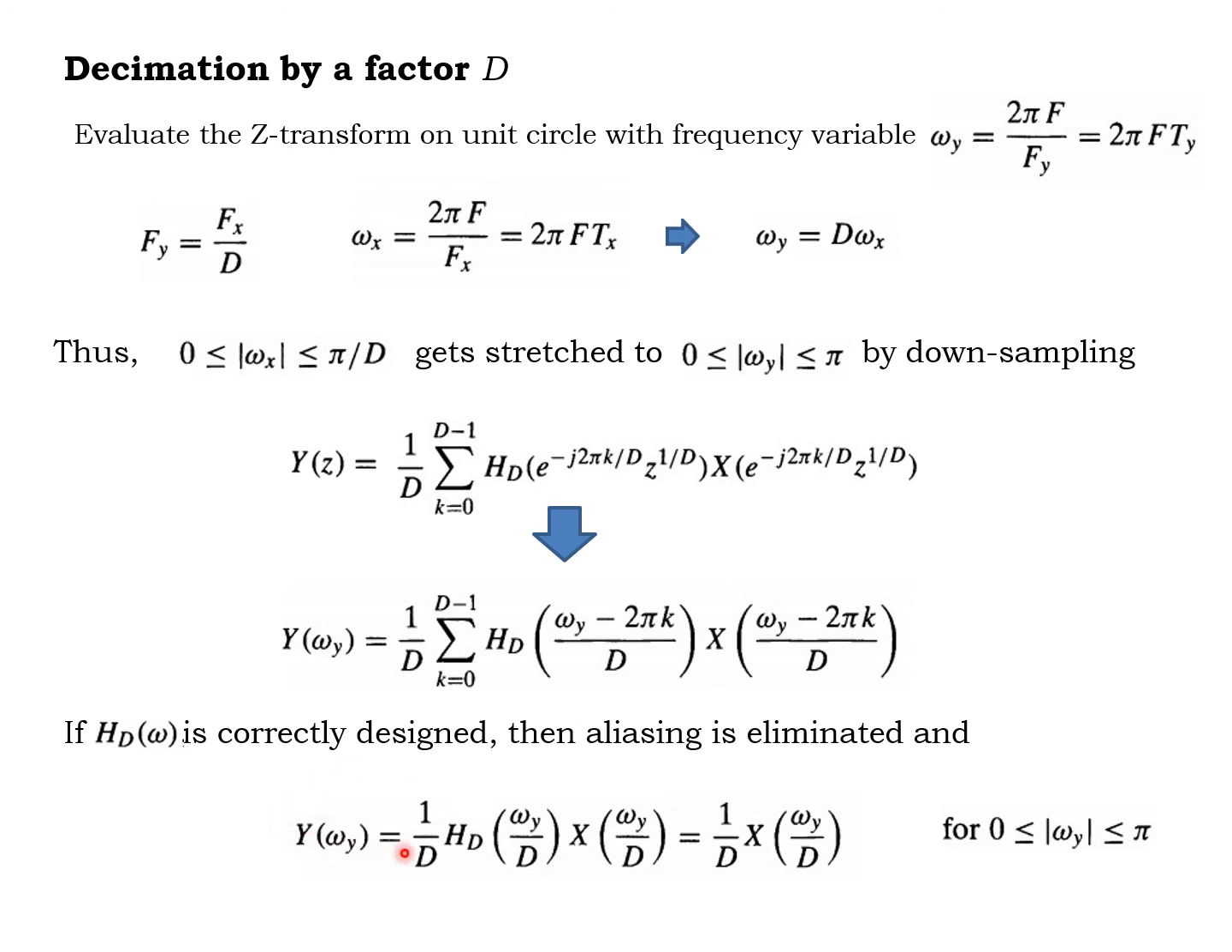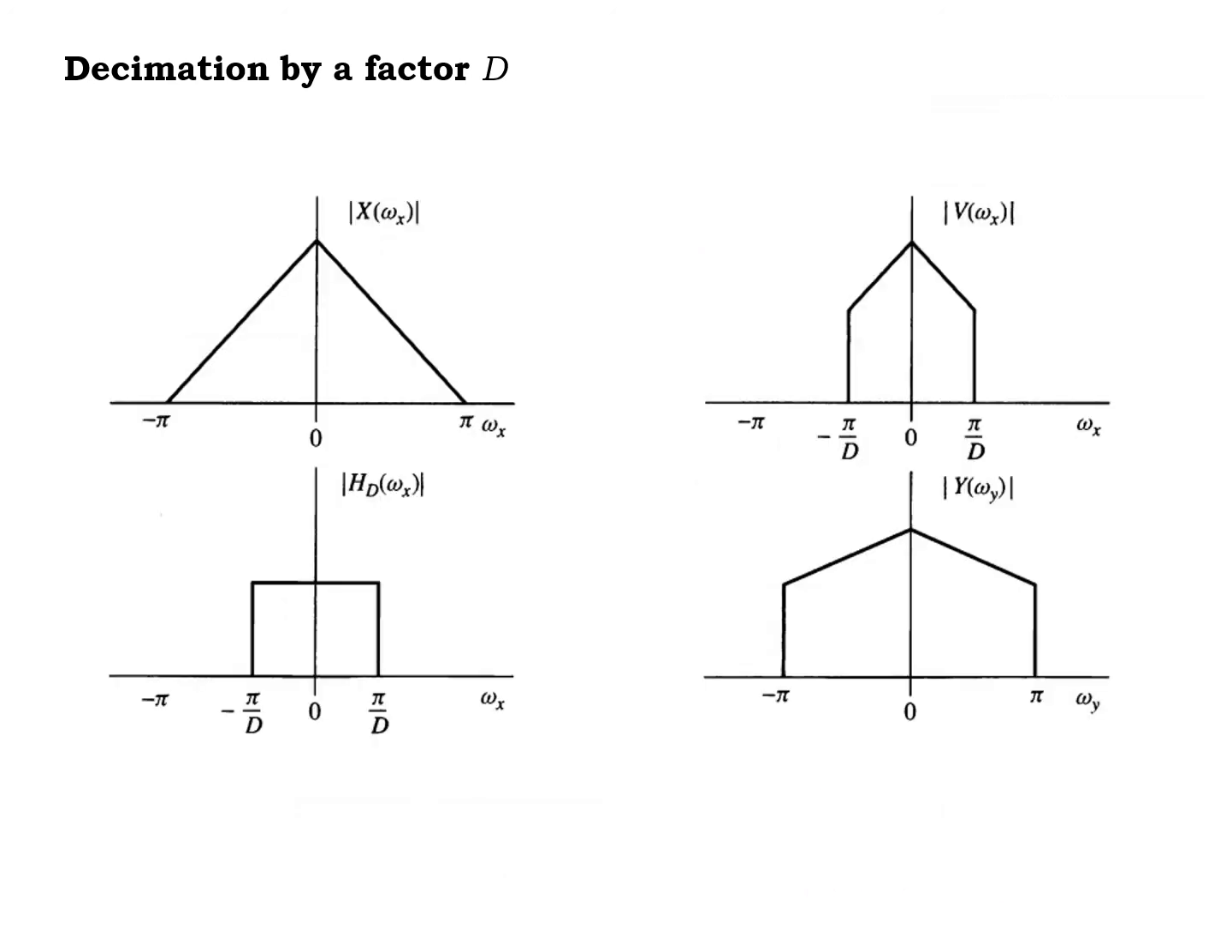Y of omega y is equal to 1 divided by d into Hd of this one, or it can be written as 1 divided by d into X of omega y divided by d. So it can be represented graphically like this. So the input signal X of omega x and V of omega x, H of omega x and Y of omega y. So this is how the signal is getting transformed when we are introducing a factor of d decimation. Thank you.